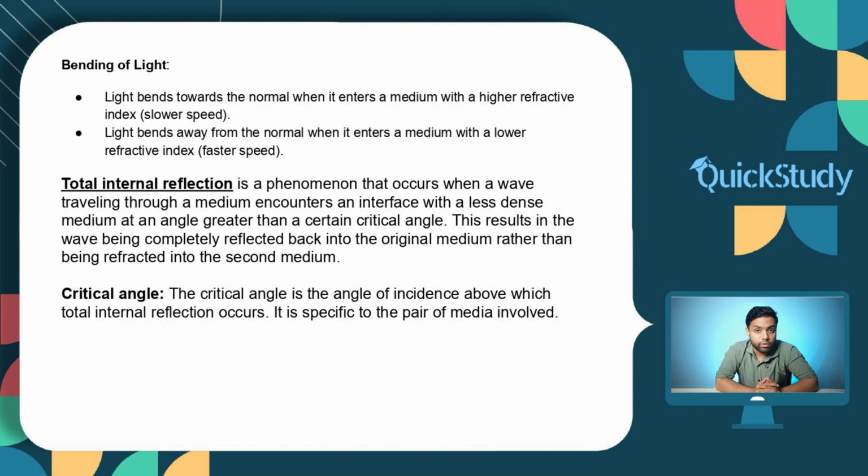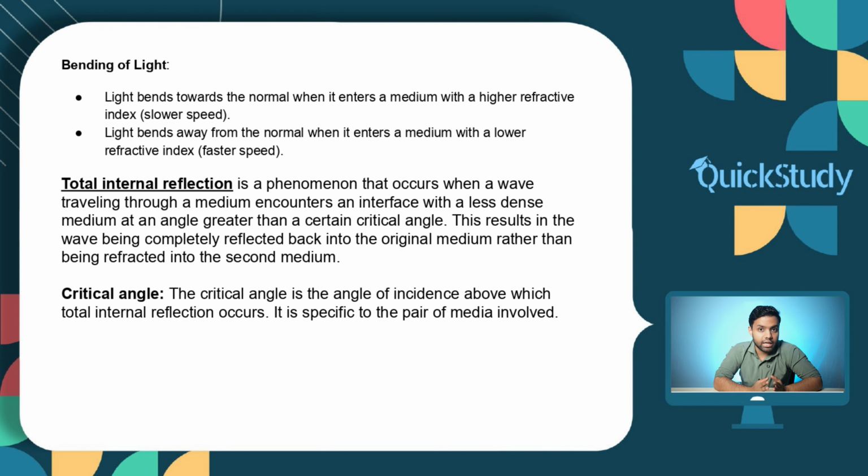To understand how refraction occurs in light, we have to understand the bending of light. Light bends towards the normal when it enters a medium with a higher refractive index. Similarly, light bends away from the normal when it enters a medium with a lower refractive index. These are the characteristics of regular refraction.